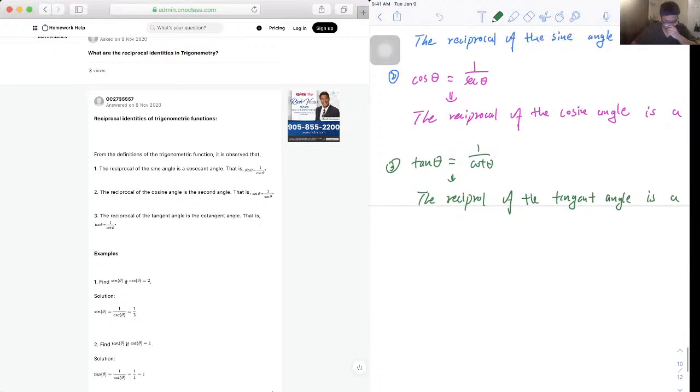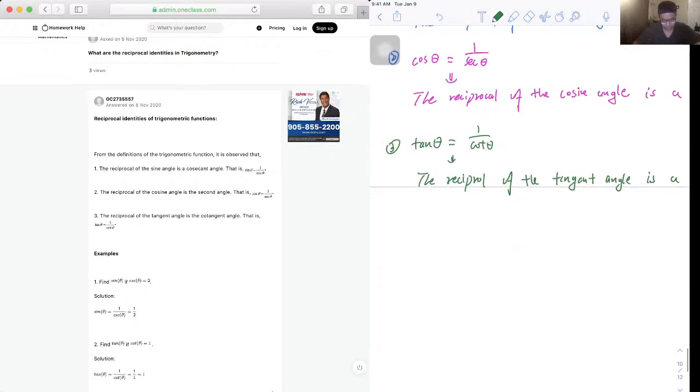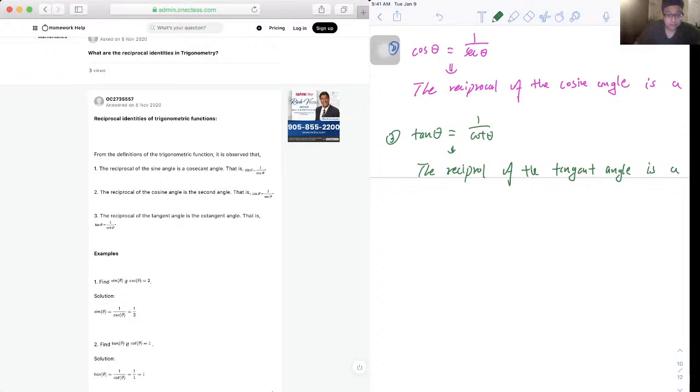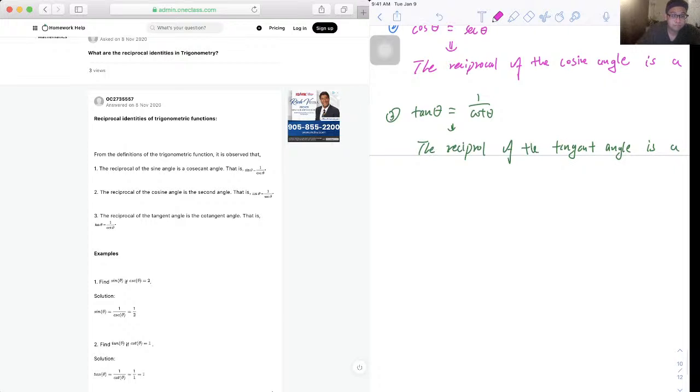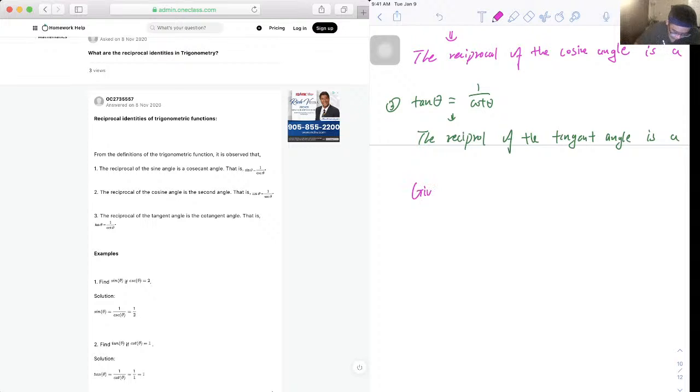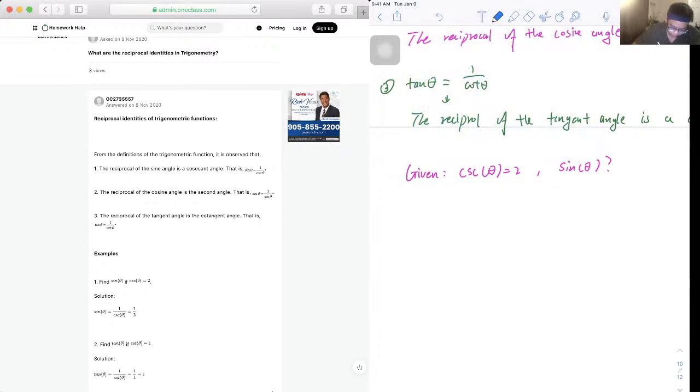All right. Okay, so by knowing these three reciprocal identities, let's try with some examples. Let's say we are given cosecant theta is equal to 2, and we're asking to find the value of sine theta. So in this question, we just apply our formula, which is sine theta is equal to 1 over cosecant theta, which is just equal to 1 over 2.